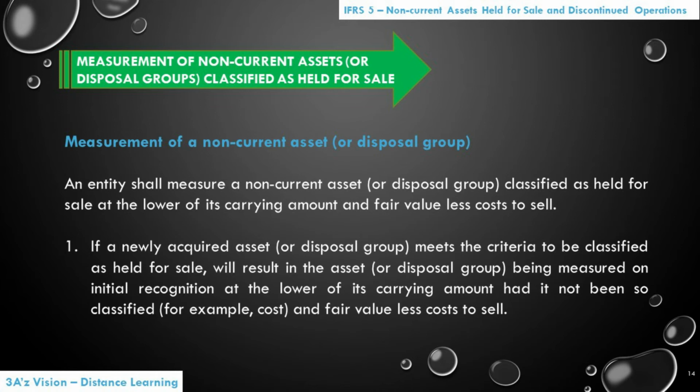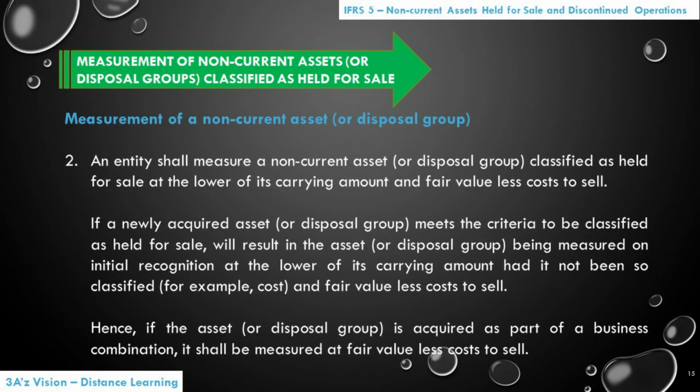An entity shall measure a non-current asset, or disposal group, classified as held for sale, at the lower of its carrying amount and fair value less costs to sell. Number 1. If a newly acquired asset, or disposal group, meets the criteria to be classified as held for sale, this will result in the asset, or disposal group, being measured on initial recognition at the lower of its carrying amount had it not been so classified, for example, cost and fair value less costs to sell.